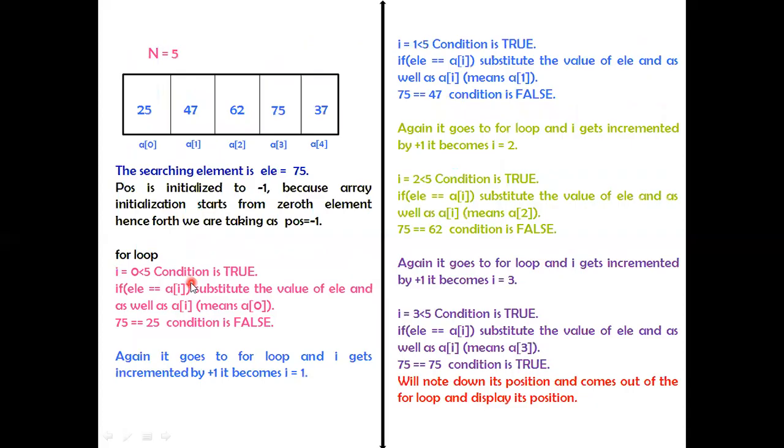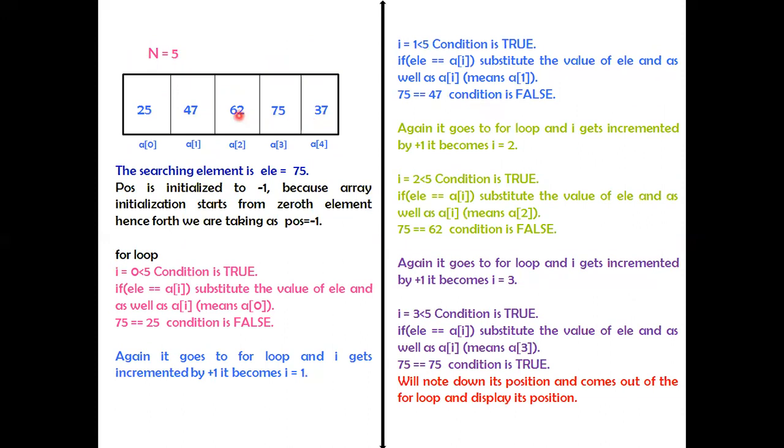Okay, have a look at the array. These are the 5 different elements. The value of n is 5. So these 5 elements are stored in consecutive locations, from a of 0, a of 1, a of 2, a of 3, and a of 4. What is the value stored in a of 0? 25. Then in a of 1, 47. Then in a of 2, 62. Then a of 3, 75. And a of 4, 37.